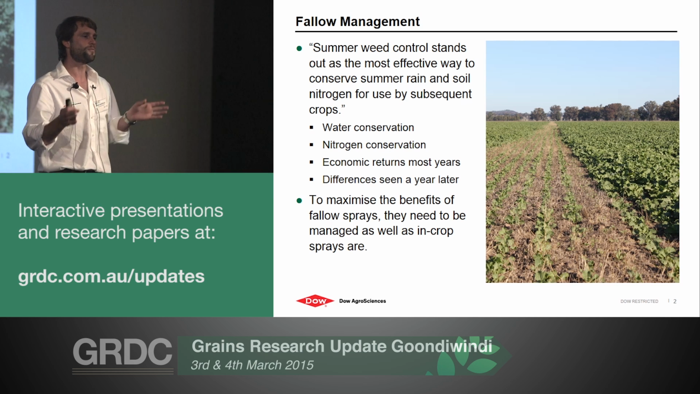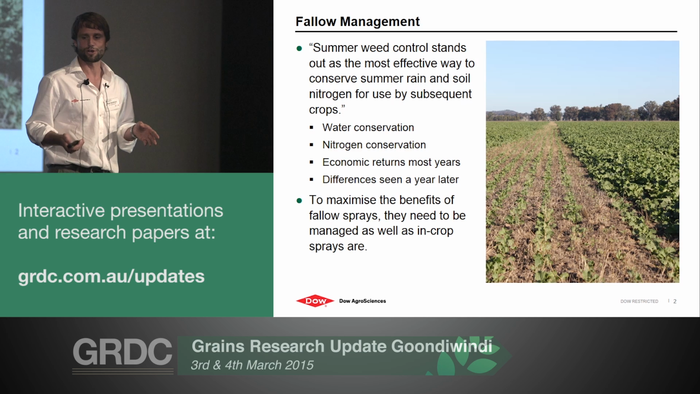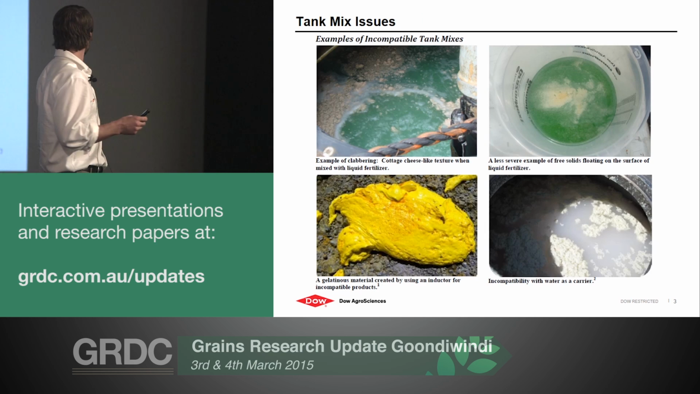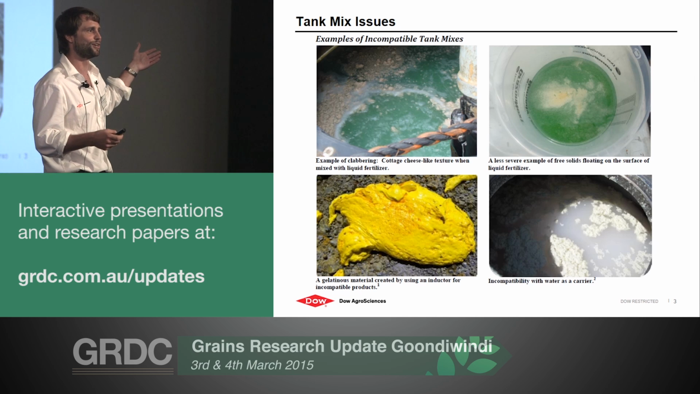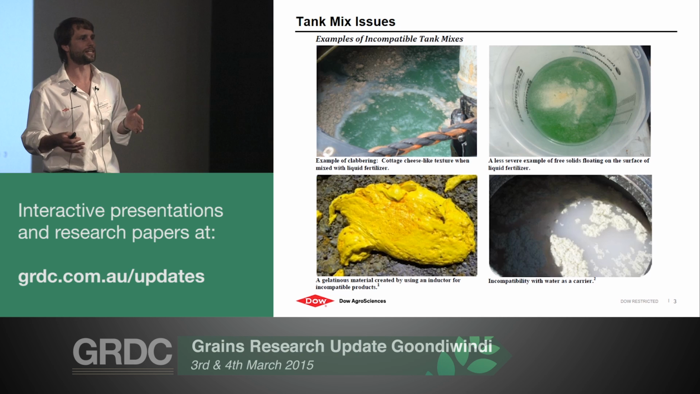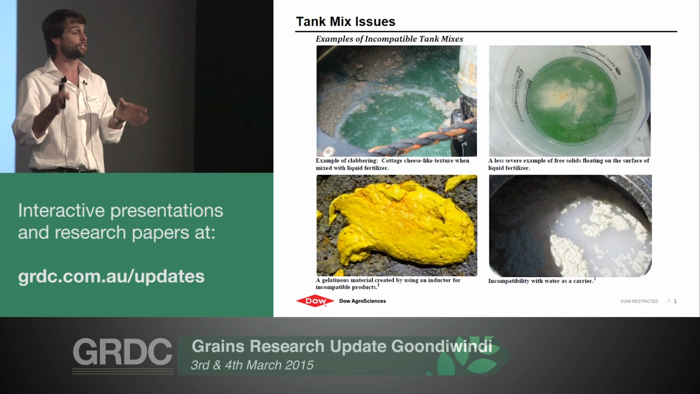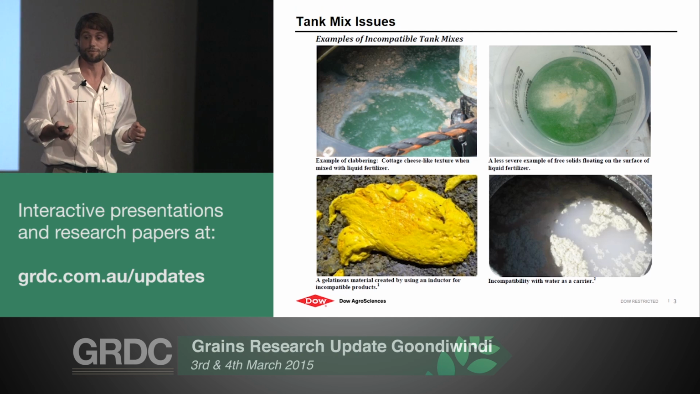If you don't manage what's going on in your spray tank, you're not going to get those economic returns, and your spray tank will look something like this. You're going to get congealed, gelatinous material, cottage cheese-like material, crystals, and all sorts of other things happening in the spray tank. To understand this, you really have to go back to the chemistry of how you made these formulations.